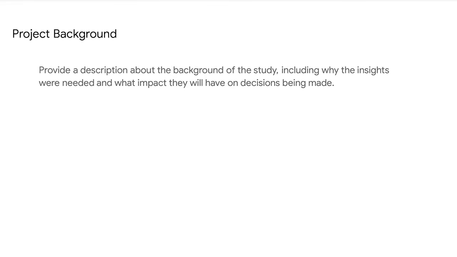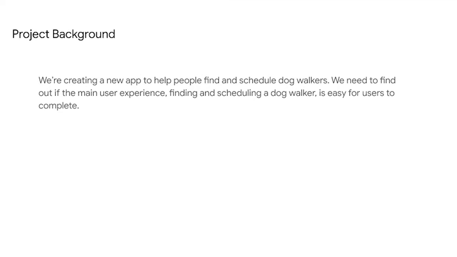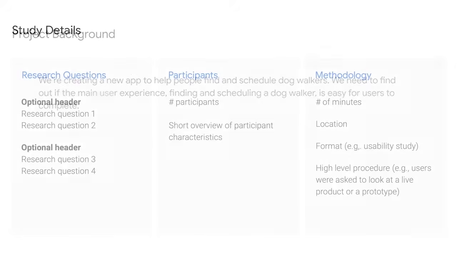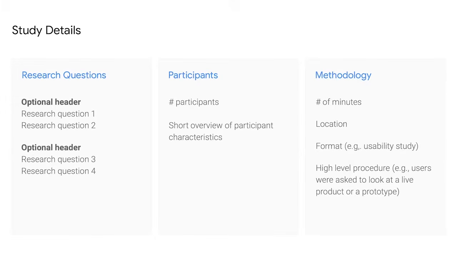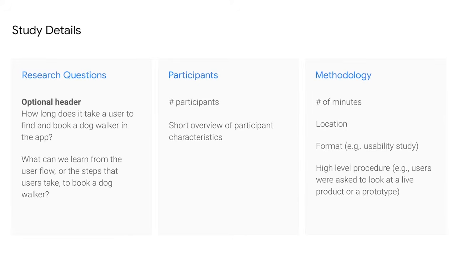For our project background, I'll write, we're creating a new app to help people find and schedule dog walkers. We need to find out if the main user experience, finding and scheduling a dog walker, is easy for users to complete. Next up, study details. I'm going to refer to my research plan again to complete this slide quickly. I'll start by updating the first column with our 2 research questions. How long does it take a user to find and book a dog walker in the app? And what can we learn from the user flow or the steps that users take to book a dog walker?